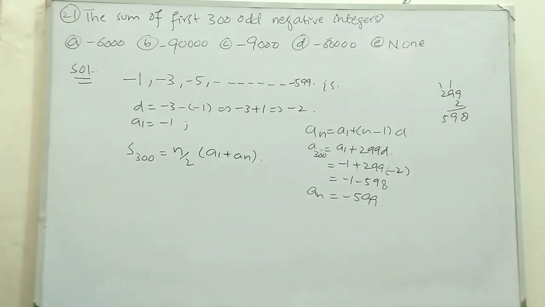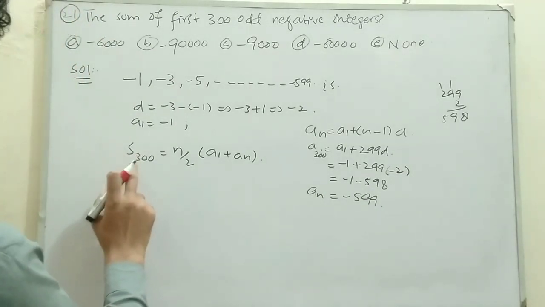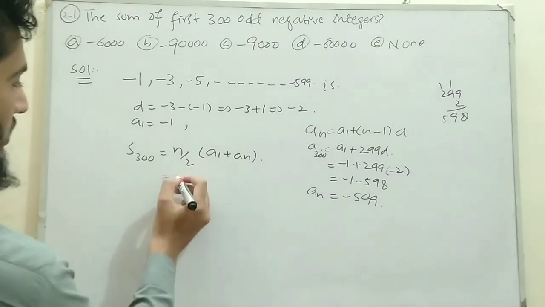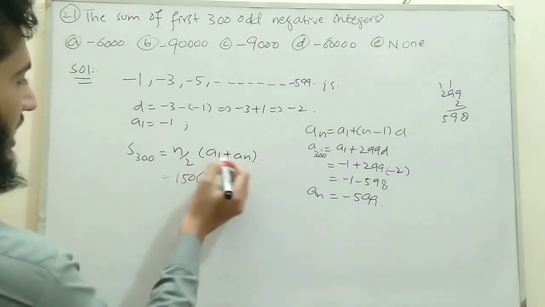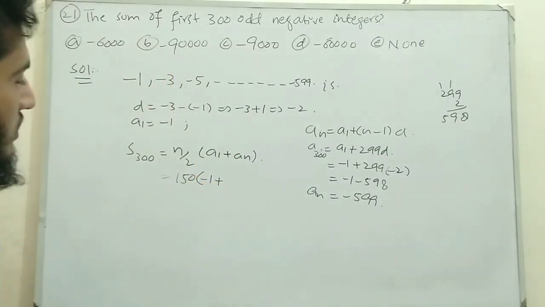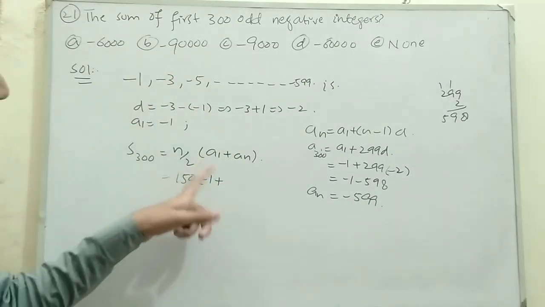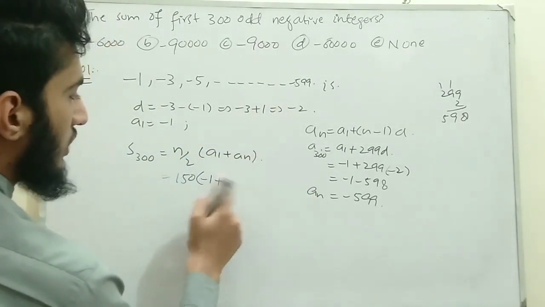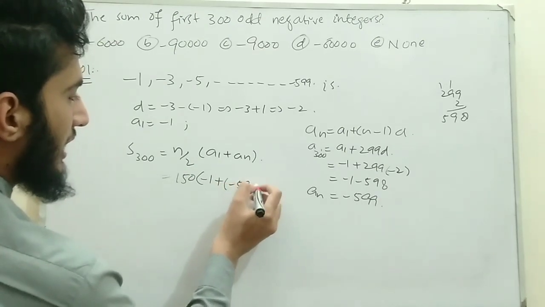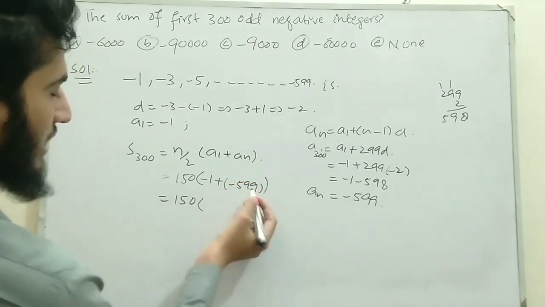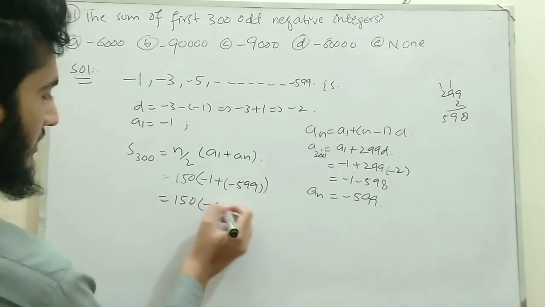After this I am going to find their sum. S300 will be equal to n over 2 times (a1 plus an). 300 divided by 2 gives us 150. Multiply by a1, the first term, which is minus 1, plus an, the last term, which is minus 599. So it becomes 150 times (minus 1 minus 599), which gives minus 600.